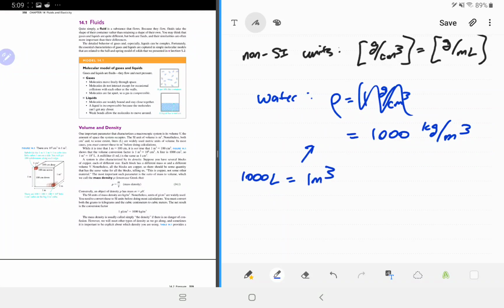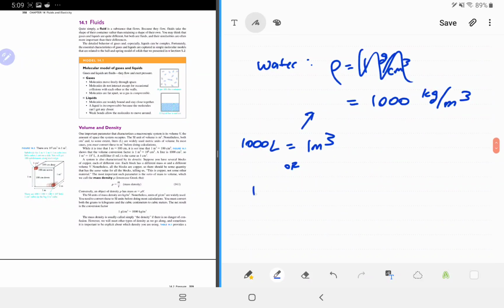So a liter is 1 centimeter, parentheses, 1 centimeter cubed, or 10 centimeters in parentheses cubed. You could remember that conversion factor, or 1 liter is 10 centimeters cubed. Both of these are equivalent.